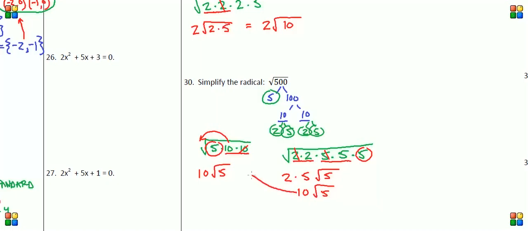And you can see that answer is exactly the same as we got with a little bit of a shortcut. Either way you solve this, you're going to end up with the simplification of the square root of 500 being 10 times the square root of 5.